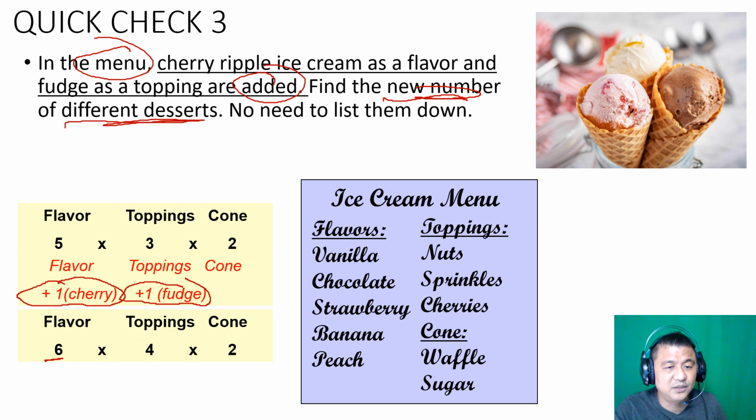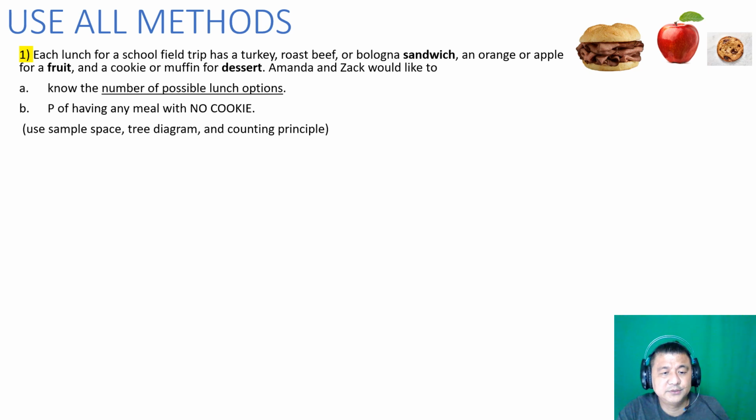Because we added one, the flavors are now 6. The toppings is now 4. The cone is still 2. And the counting principle means what? Simply multiply them. I don't need to list them down. I just want to know the total. So 6 times 4 is 24, times 2 is 48. There you go. Now, this example will require us to use all the methods.